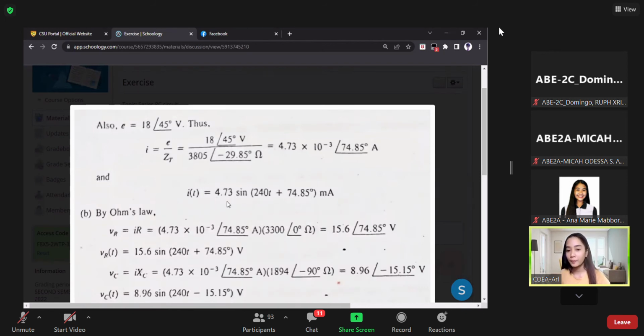So pag tinanong ka in the problem na ibabalik mo siya ulit sa form na yun, this is the formulation. Ganito yung tsura niya. You just get the magnitude, which is 4.73, again, sin ωt, walang nagbago, plus 74.85, which is seen as your angle. Kung negative yung angle mo, magiging minus to. But since it is positive, positive. Ganun lang. Any question in number 1?